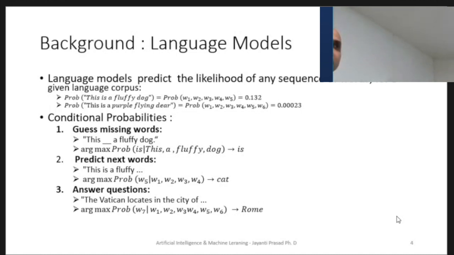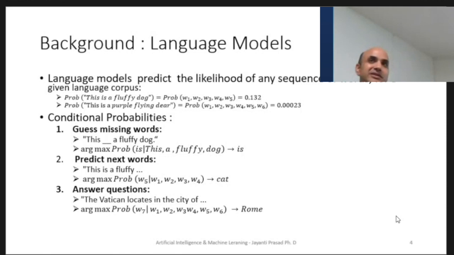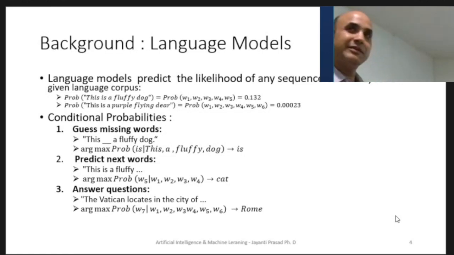A language model is a model or mathematical framework which gives you the probability of a certain sequence of words or sentences. Like here, the probability of "this is a fluffy dog". You give this sentence to a language model and it must give you some probability. Here it returns 0.132. Then you give another sentence, "this is a purple flying bear", and it gives a probability of 0.00023, meaning it's very unlikely.